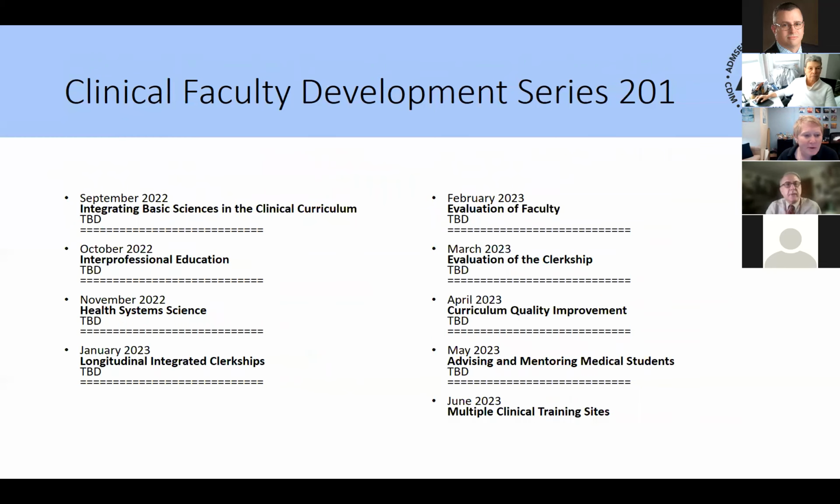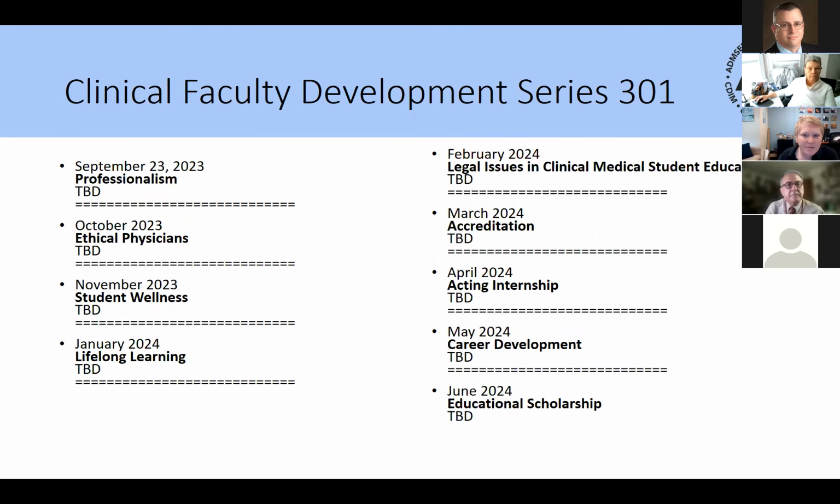And then next year we will be launching into 201, which are some more advanced topics. So thinking about health system science, interprofessional education, evaluation, some of the more complex topics. And then the 3rd year will be into the 301 series. And again, we're getting out into even more, bigger challenges. And things like accreditation and future career development and educational scholarship. So again, lots more to come, and we appreciate you coming today and hearing about simulation.